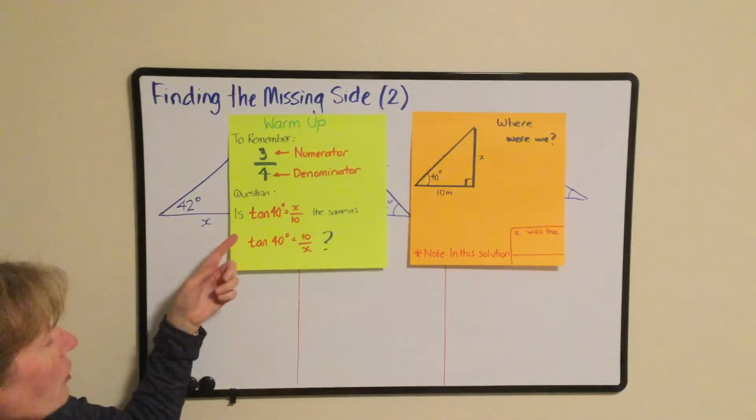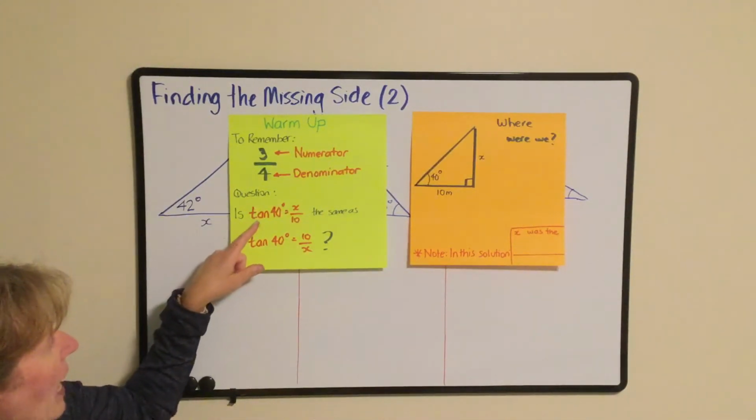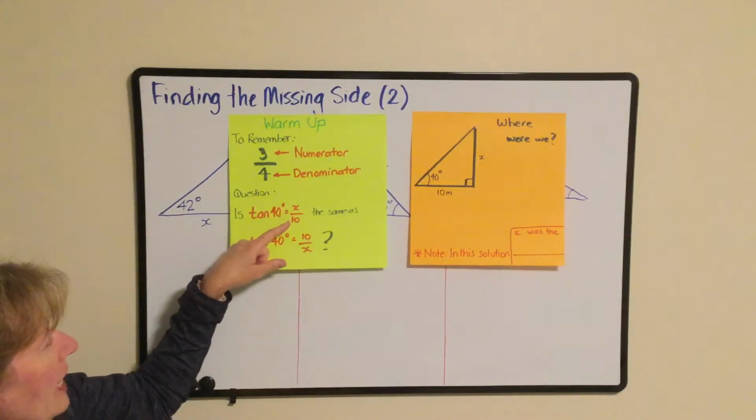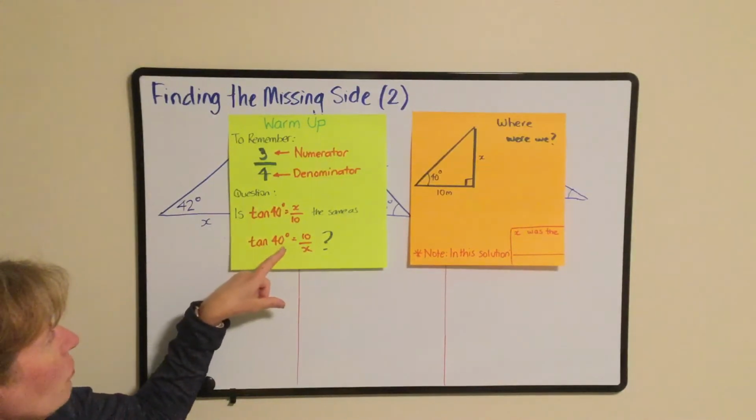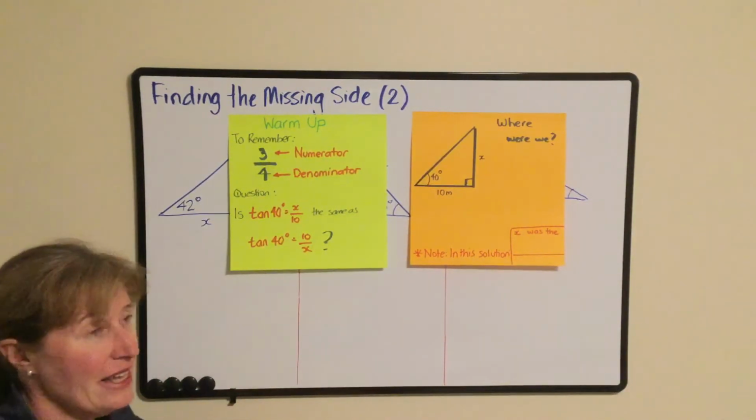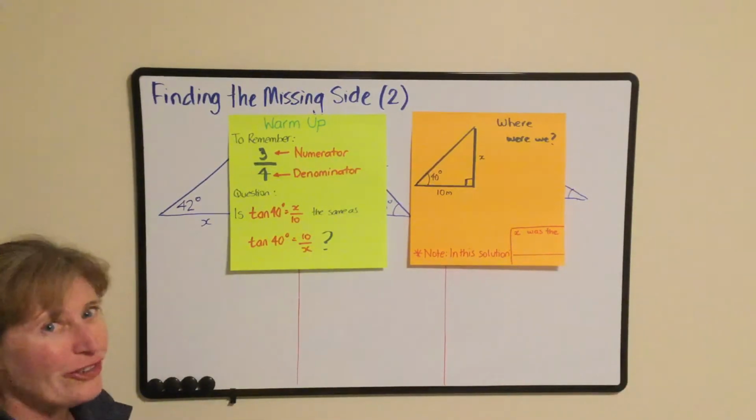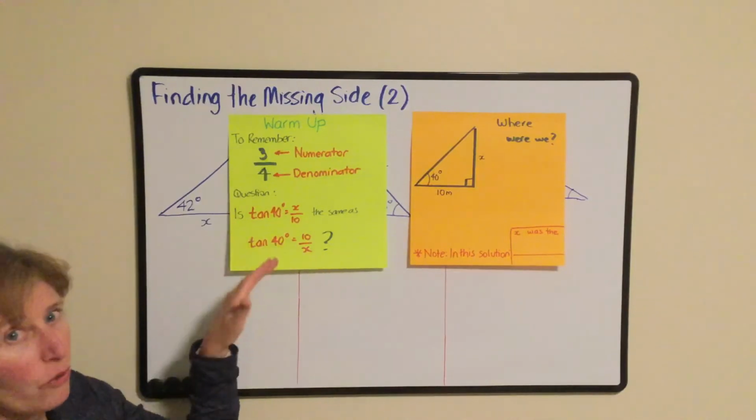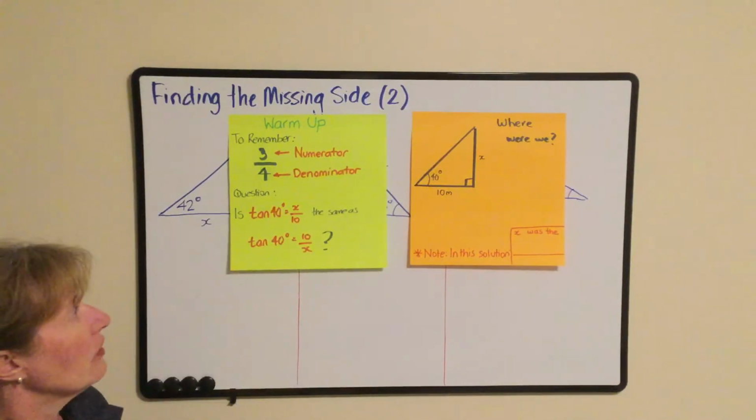My second thing I'd like you to consider is whether tan 40 degrees equals x on 10 is the same as tan 40 degrees equals 10 on x. Now you can pause and think about that, but hopefully you can see that those two things are not the same, and we're going to be using that concept later this lesson.